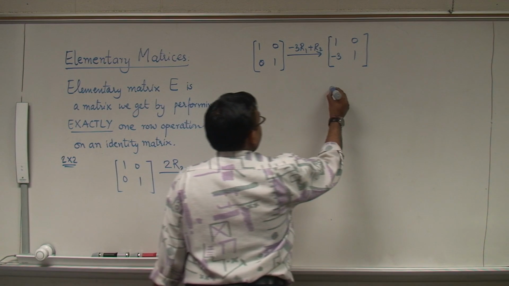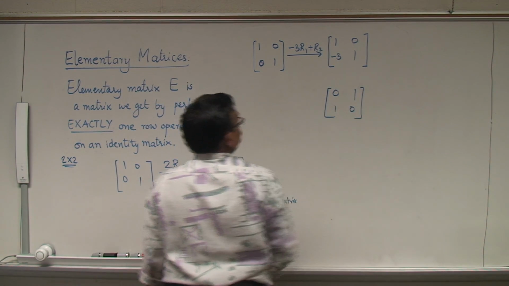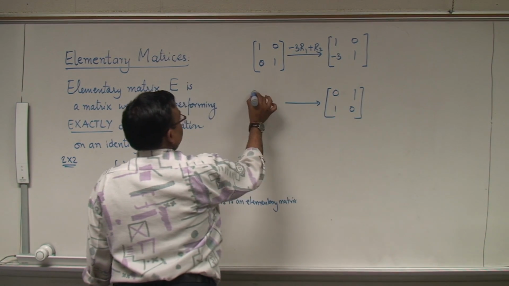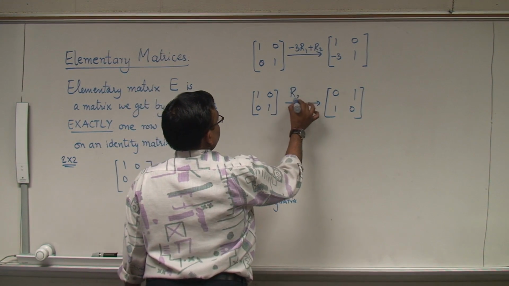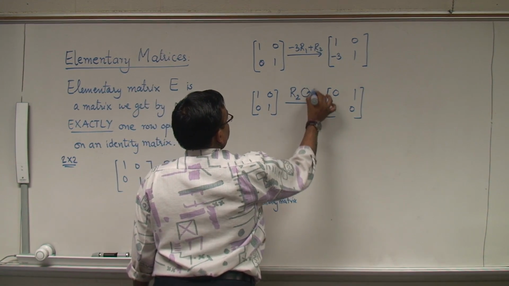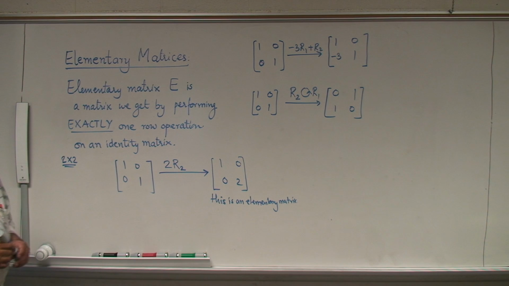Likewise, if you look at this 0, 1, 1, 0, this is an elementary matrix because if I start with the identity matrix and I swap rows 1 and 2, then I will get 0, 1, 1, 0. So that is also an elementary matrix. So an elementary matrix can be used to represent one row operation.